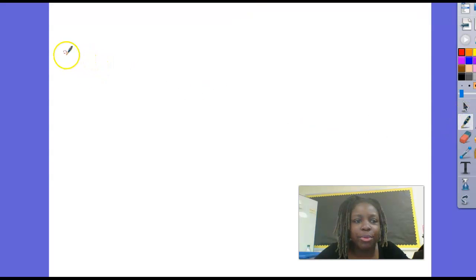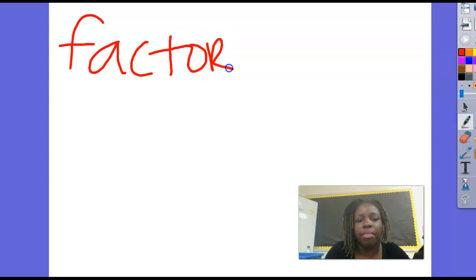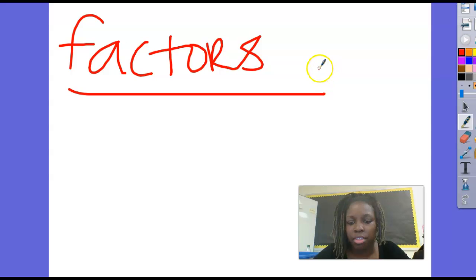All right, you guys. So today we're going to continue to work on factors. Remember what factors were. Factors were numbers that we use to multiply to get a product. So the factors are those numbers. We talked about factors and factor pairs, and we're going to continue to talk about that today.